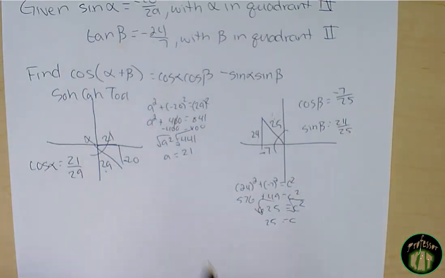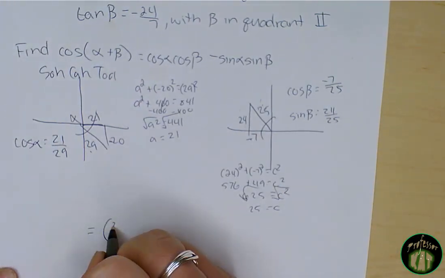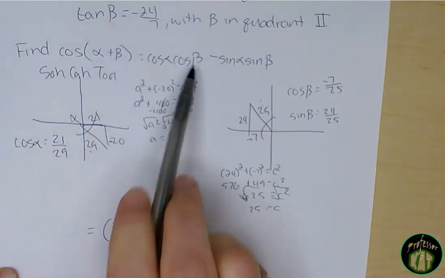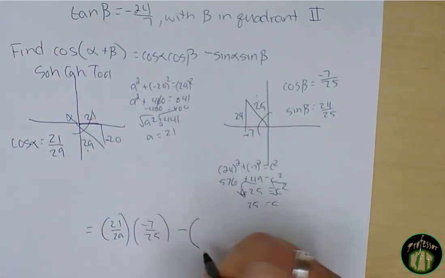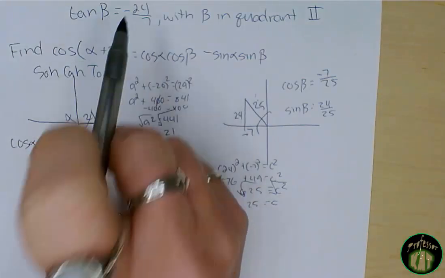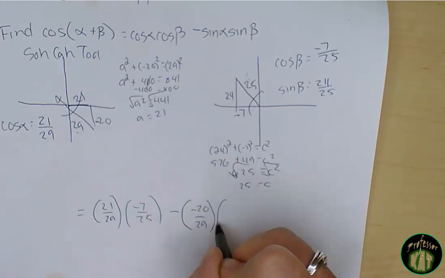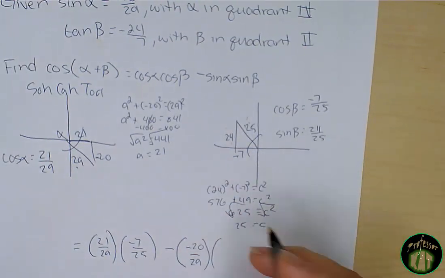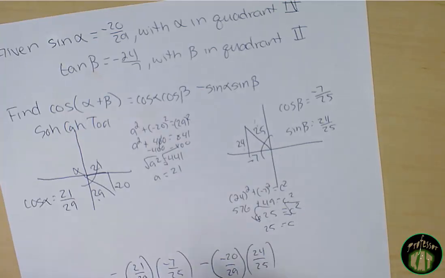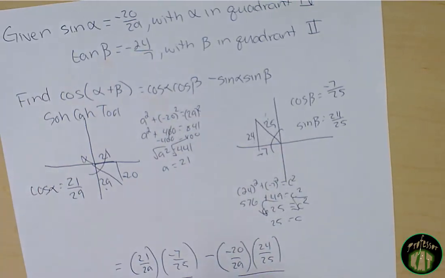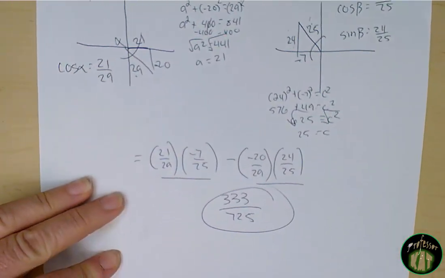Now we have all the pieces we need to plug into our formula. So according to our formula, cosine alpha, that is 21 over 29, times cosine of beta, that is negative 7 over 25. We're going to subtract from that sine alpha, which was given to us here, negative 20 over 29, multiplied by sine beta, which we got as 24 over 25. Multiply these together, then subtract them. We're going to get 333 over 725 when we do so.